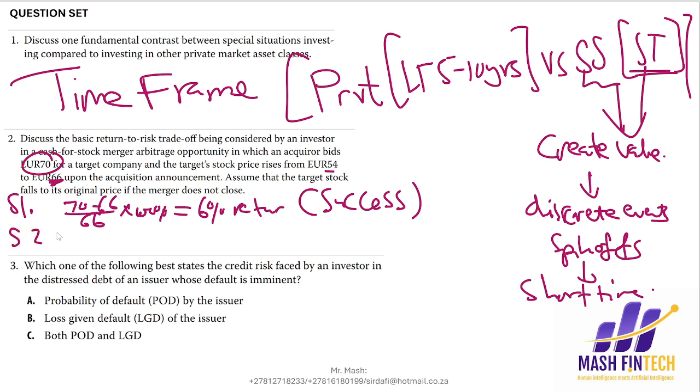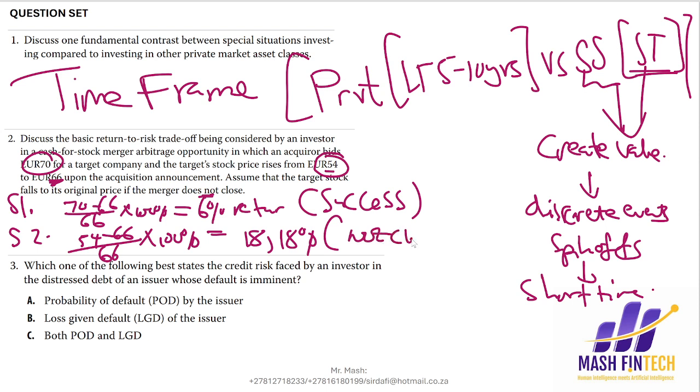Then scenario number two, if the merger does not close, if it doesn't happen, what's going to happen? The price is going to go back to 54, right? But the price had been 66 upon the acquisition announcement. So you are going to get 54, which was the original price, minus the 66, the post-announcement price, divided by 66, and you multiply by 100%. So if the deal doesn't happen, the risk is that there's going to be a loss of 18.18%. This is when the deal does not close. Okay, so make sure you are able to calculate these two different scenarios and their returns.